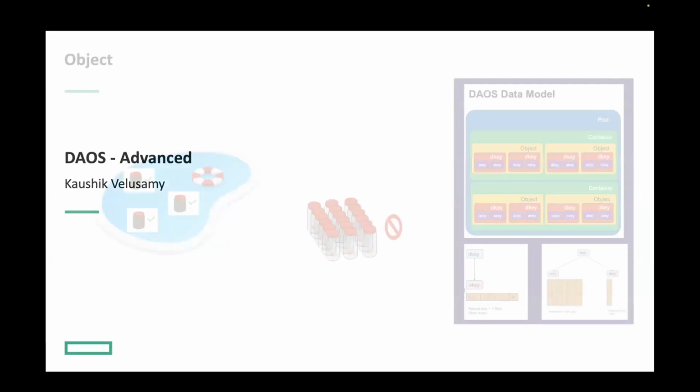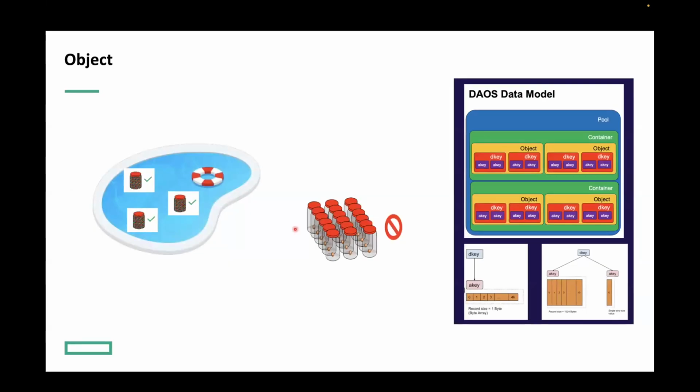So hopefully during the hands-on session, we tried out some basic simple tests on how to create containers, how to do I/O with POSIX interface, and how to see a quick difference between Lustre and DAOS, and see some performance gains over there. So in this session, we will go a little deeper, advanced topics on how you can even make better use of DAOS.